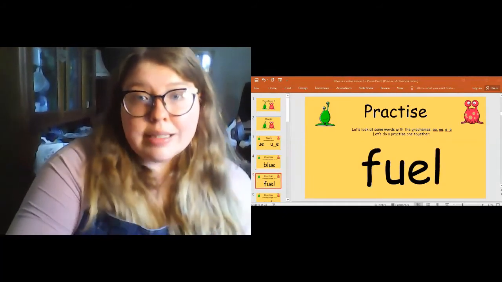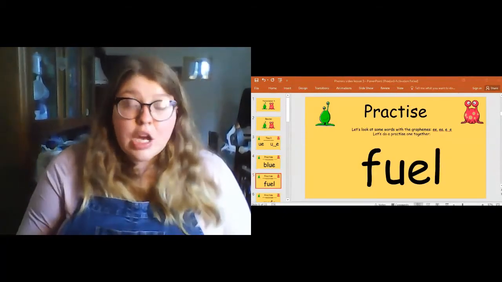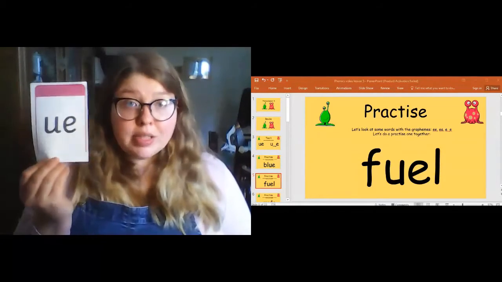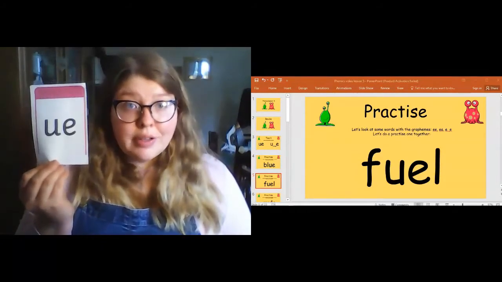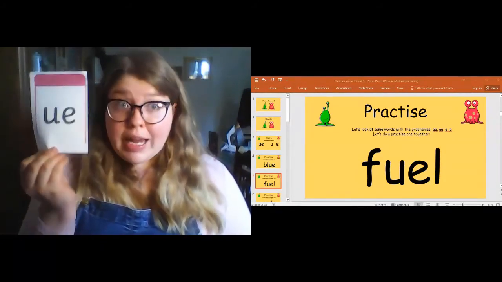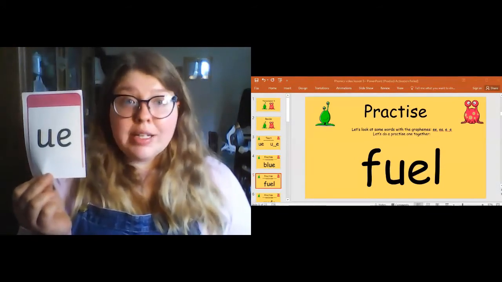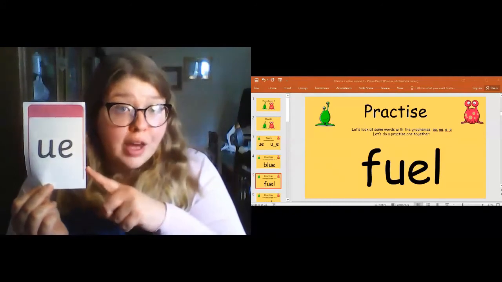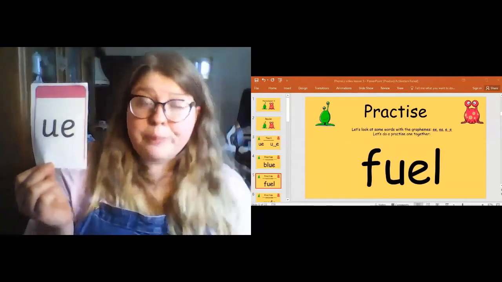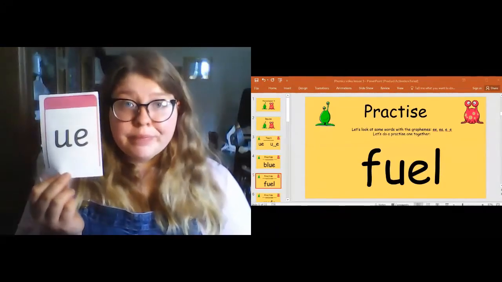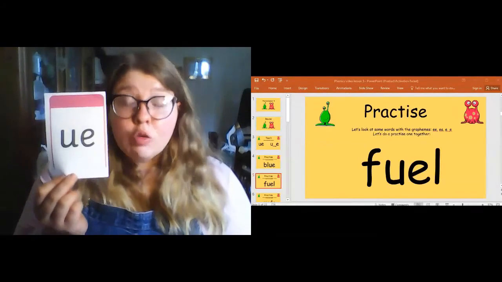Right, let's have a go at this one next. So straight away, I spot this digraph. When I'm looking at this word, I spot it straight away in the middle. So you have a go at blending that word. You're going to use the oo first, and then you're going to use the u. Ready?